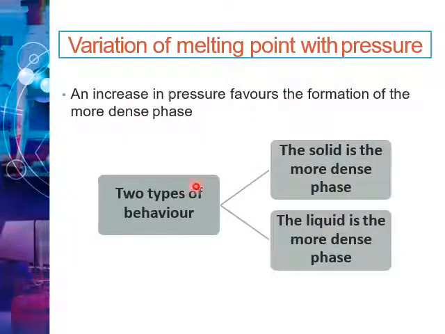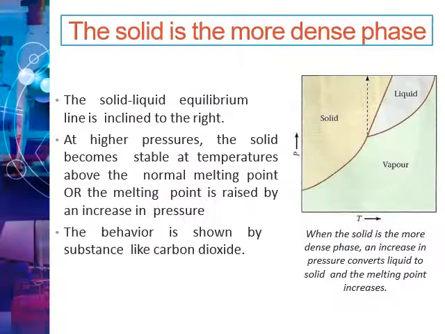So there is variation of melting point with pressure. There are two types of behavior. First, solid is more dense. Or the other, liquid is more dense. This is a type of your phase diagram: either the solid is more dense or the liquid is more dense. Okay, look at this one.